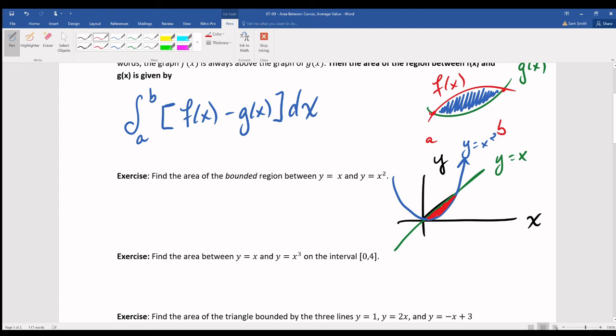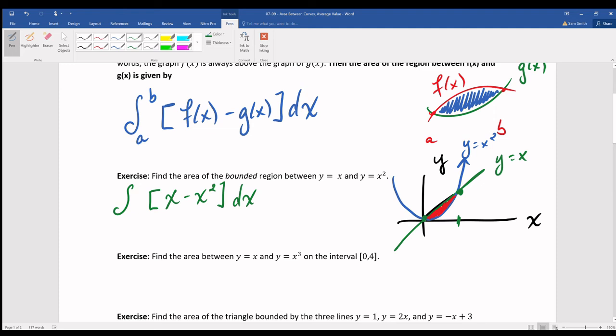Now the first thing that I'm noticing is that on this bounded region, the top function, the one that is on the higher end of the region, is the linear function y equals x. So if I'm going to find the area between these two functions, I should put the top function x in the lead, and the bottom function x squared should be subtracted. But now the question arises, what will be the limits of integration here? In other words, what are the x values that form the boundary of this region?